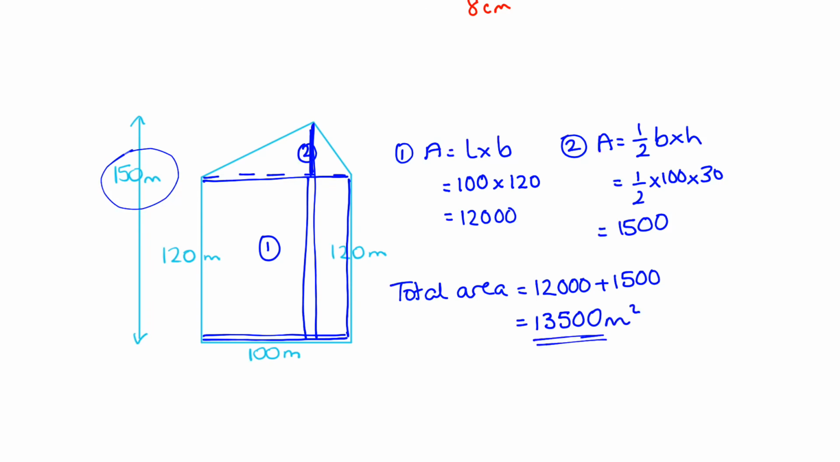Okay, so remember, each time you've got one of these composite shapes that's made up of more than one shape stuck together, remember you work out each one separately, use your formulas separately, and make it very, very clear what you've done. Show all your working.